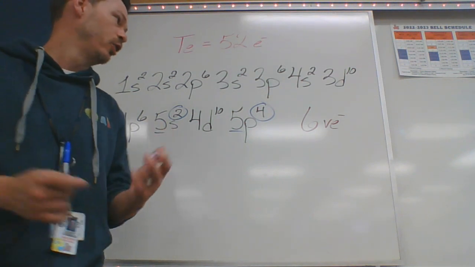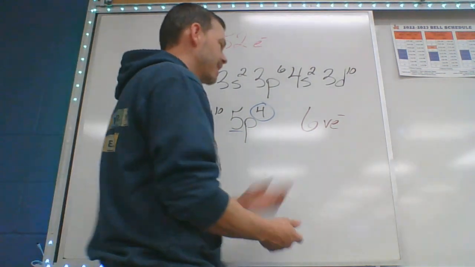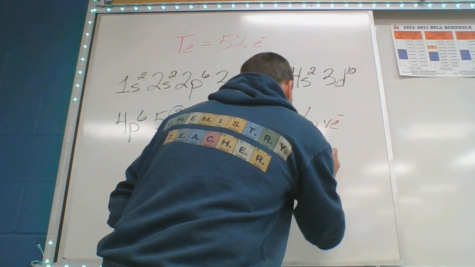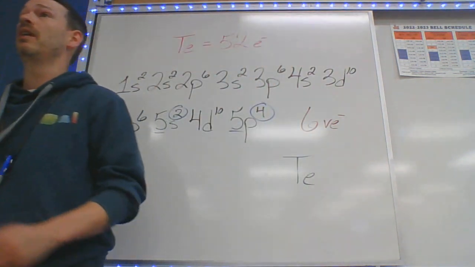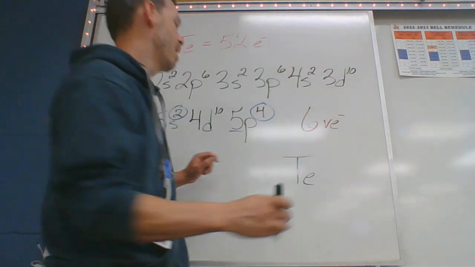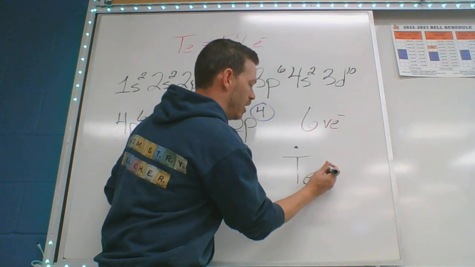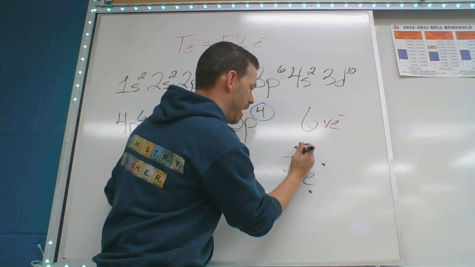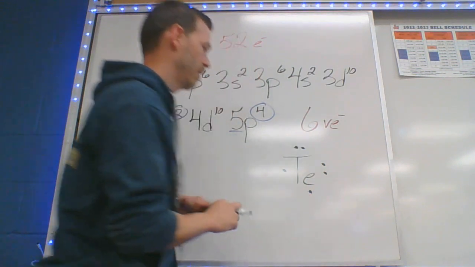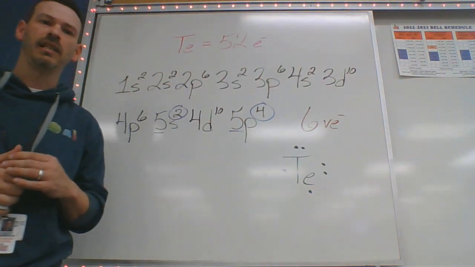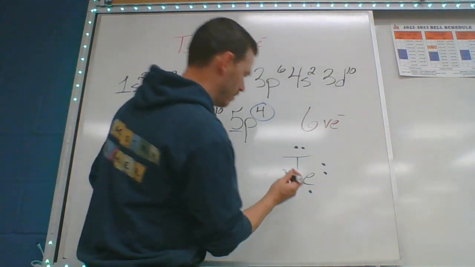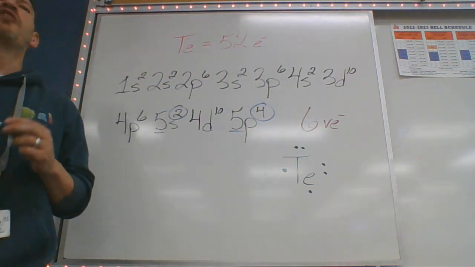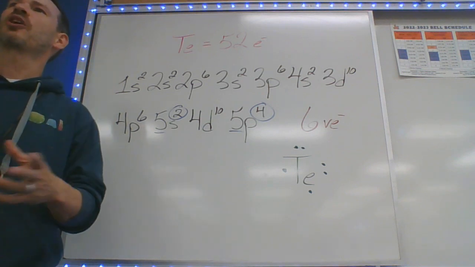How many dots are in the Lewis structure? Yeah, 6, right? So watch how I do it in case you're confused. You put the symbol of the element and then the number of dots. 1, 2, 3, 4, 5, 6. There's tellurium's, showing up kind of light on my screen. There's tellurium's Lewis dot structure.